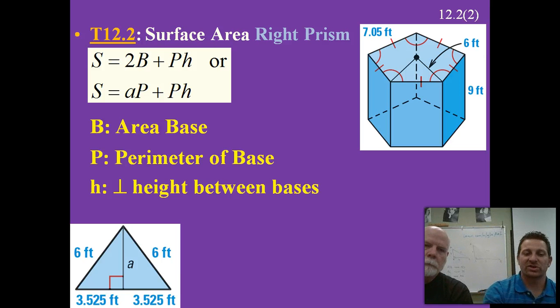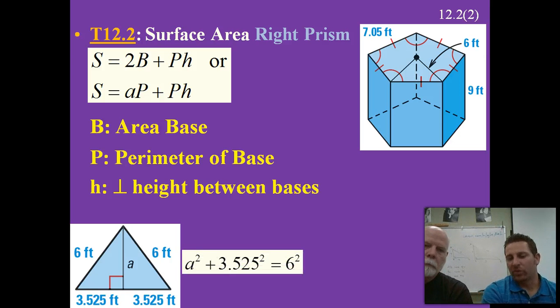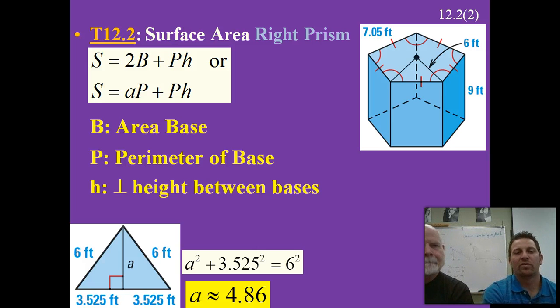To do that, we're going to use the Pythagorean theorem: c squared minus a squared equals b squared, so we plug that in right there. Or a squared plus 3.525 squared equals 6 squared. Move things around, square root it, and we get that the apothem is approximately 4.86.